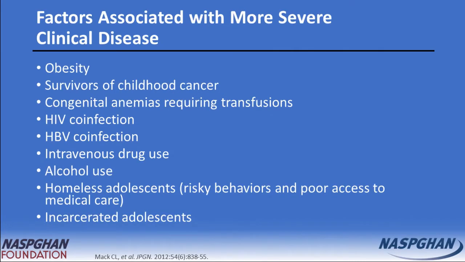So these are some of the things that we know result or can lead to a more severe clinical course in a pediatric patient who has hepatitis C virus. Obesity, patients who have survived cancer, patients with congenital anemia requiring transfusions, concurrent infection with HIV or hepatitis B, IV drug use and alcohol use, homeless adolescents who are more prone to having risky behaviors and have limited access to medical care, and adolescents who are incarcerated.